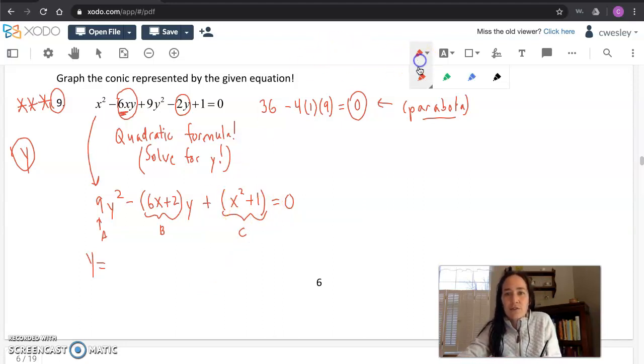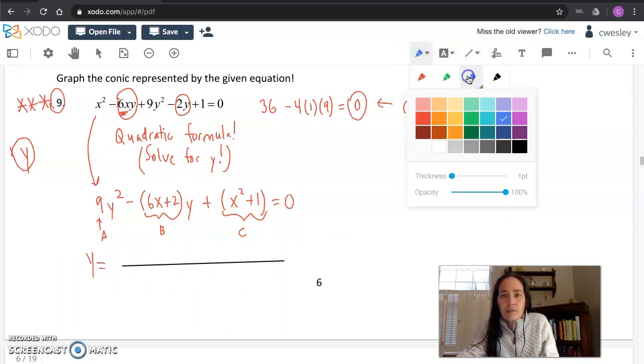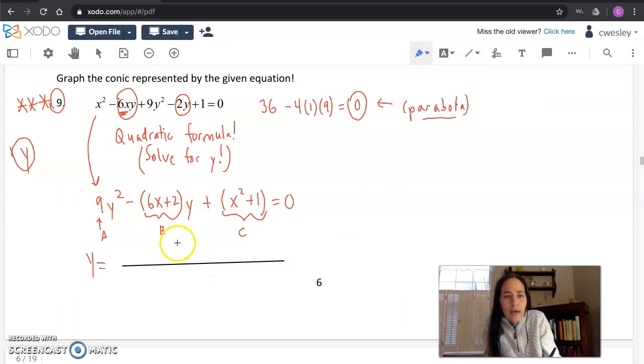All right, so this deserves a new color. Let's switch to blue, and let's use the quadratic formula. I don't even trust my line drawing skills, so give yourself a fraction bar, much easier than freehanding. Back to the blue. Looks good to me. And instead of an x equals, we're doing a y equals. So y equals negative b, the opposite sign of this, so positive 6x plus 2, that's negative b.